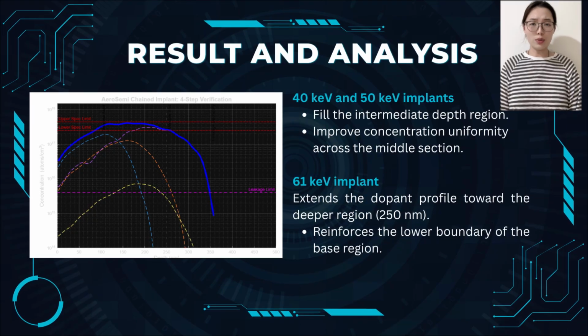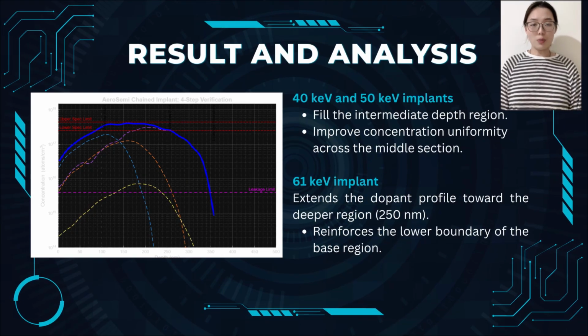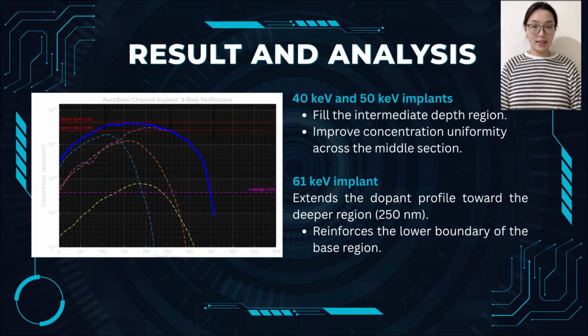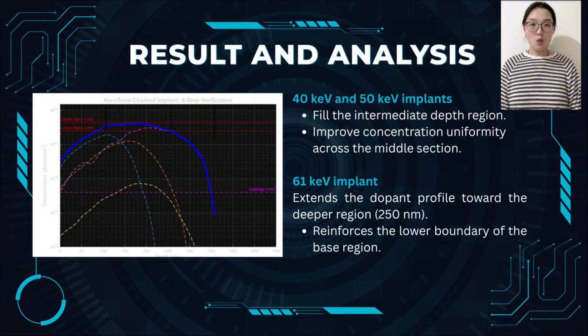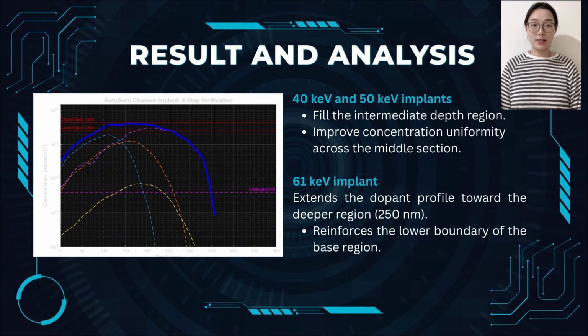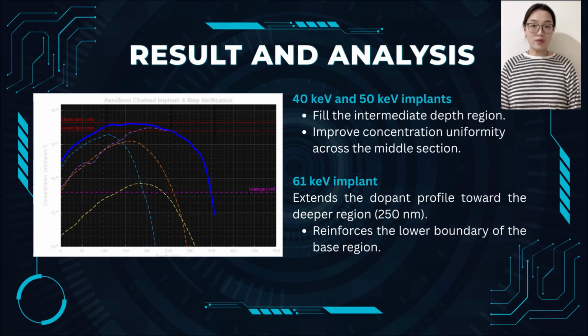They make the total line very smooth and flat in the middle. But the real problem is the deepest part, the 61 keV step. Boron is a very light atom. When it has a high energy, it flies everywhere inside the silicon. This is because of the large electronic straggle. If we use too much energy, the boron will go too deep, past 350 nanometers. This will cause back leakage problems.